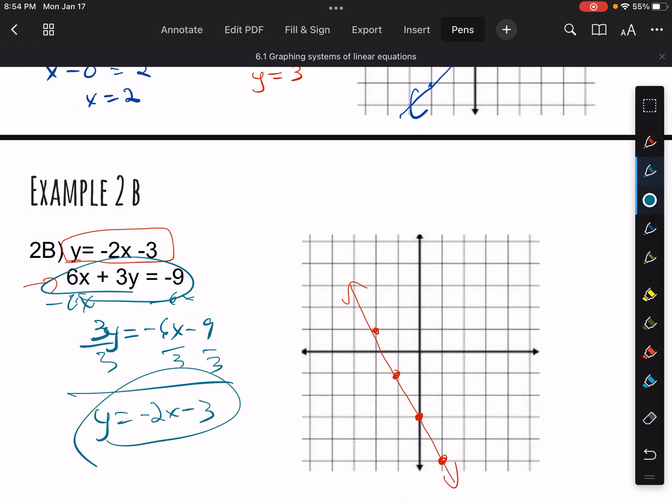All right, so if I go to solve that here and put it on there, I would get negative 3 here, and going down 2 over 1, up 2, back 1, up 2, back 1. I get the exact same line, right? So if it's the exact same line, we know that this is all reals.